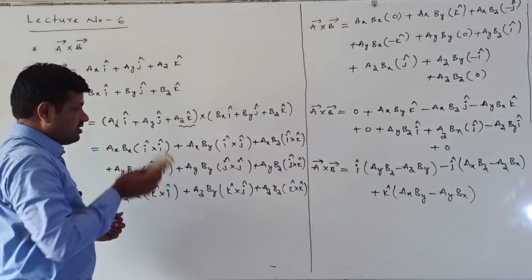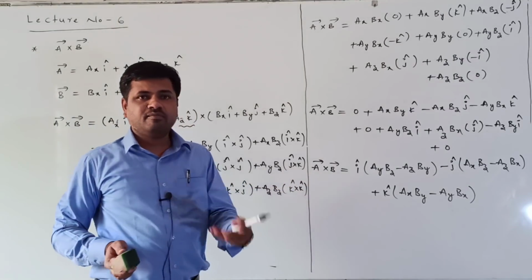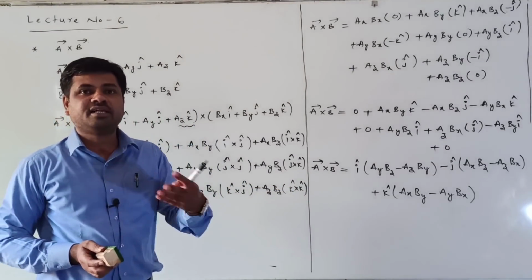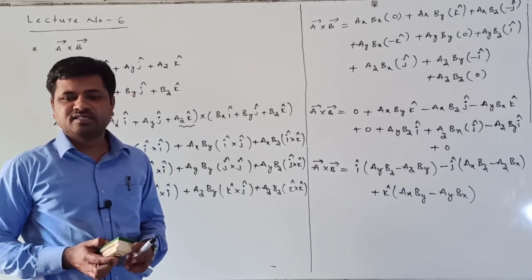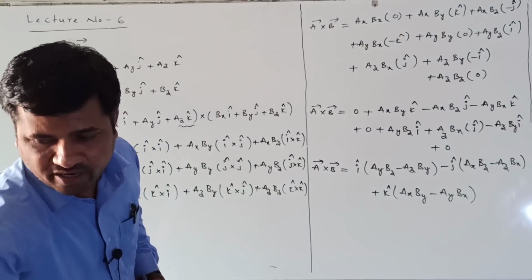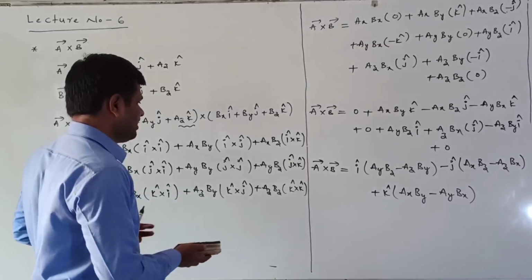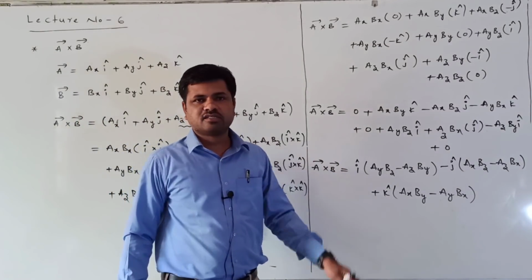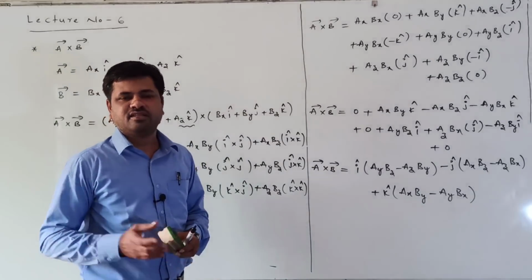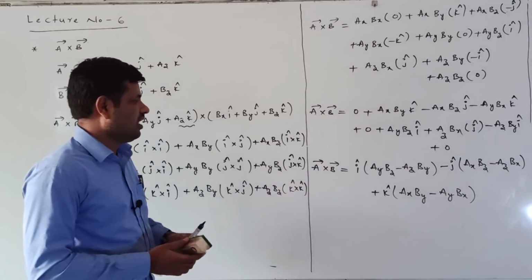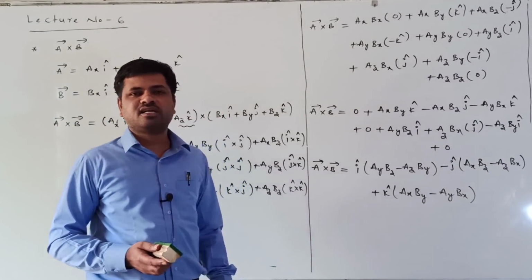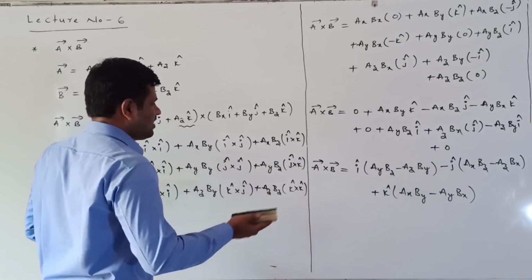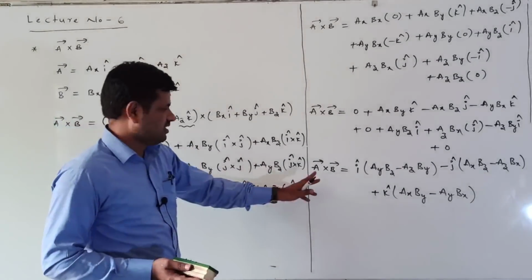Next, this a bar cross b bar we can find in a simple method, that is called the determinant method. In the determinant method also we can find a bar cross b bar. This is a simple method for finding the cross product. What is the determinant method? This is the general method.